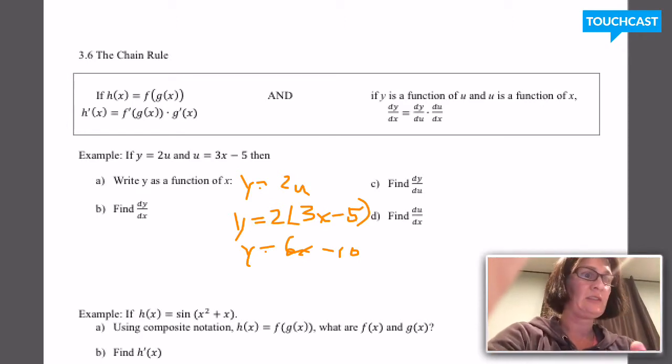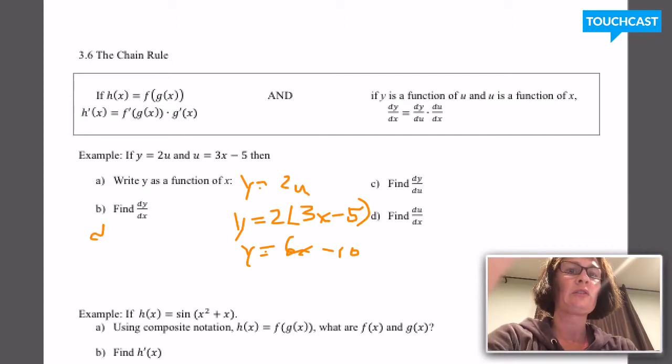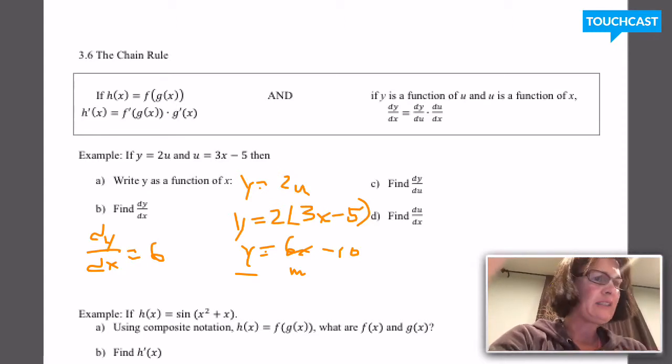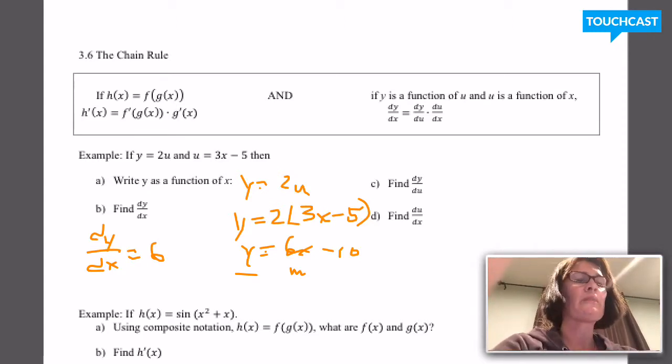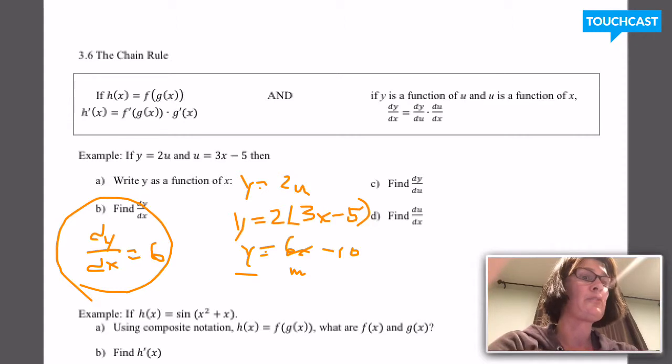I won't always be able to do this. This just happens to work here. Could I now find dy/dx? Sure. If y is equal to 6x minus 10, then dy/dx is just 6. And notice I'm taking the derivative of y with respect to x, and x is in fact a variable in this function. So what if I couldn't make that substitution, or it was hard to make that substitution? I could use the chain rule instead. So I'm going to find dy/dx by using the chain rule, and I'm going to prove that it's equal to the answer I got when I was able to make the substitution.